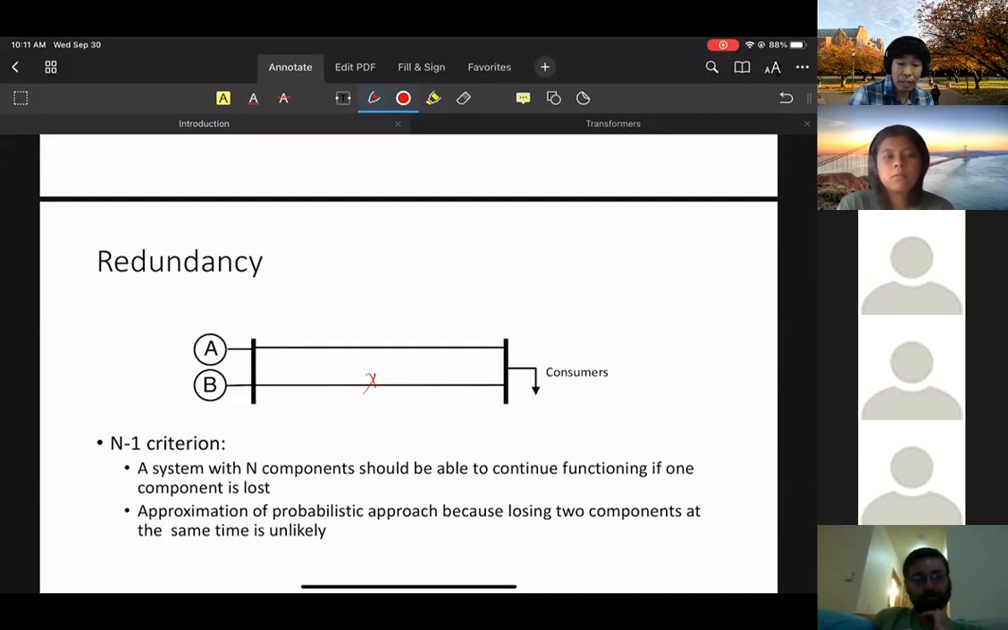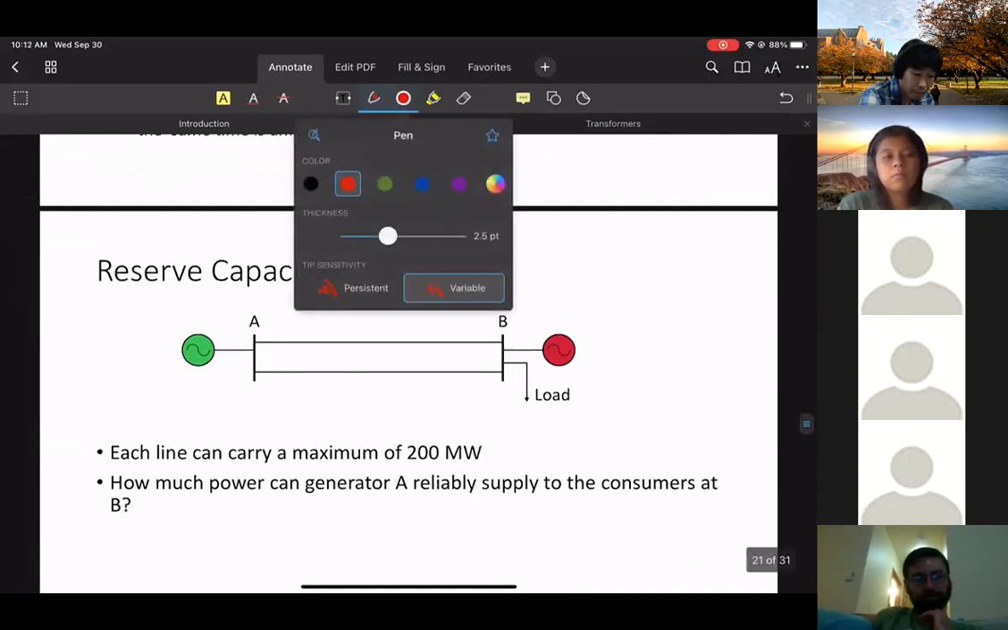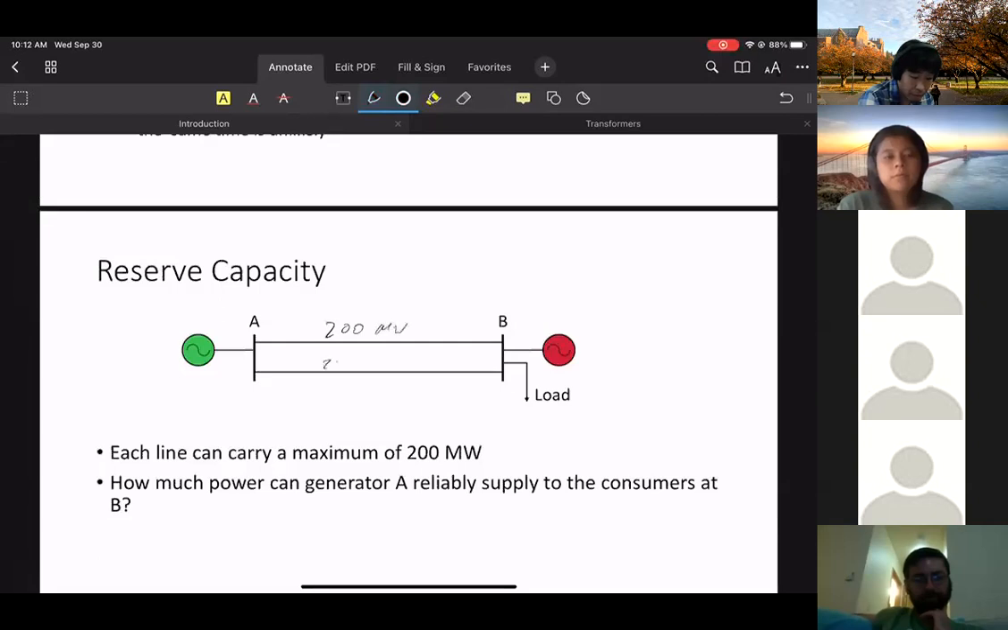So then there's a trade-off with this N-1 way of looking at things, because we can do an easy thought experiment. Let's say that each line is similar. They have a capacity of 200 megawatts. And assume that this generator is always on, so the generator doesn't fail, but the line may fail. Then what is the maximum power A can deliver to B if I insist on the N-1 contingency standard? 200 megawatts. So that's the most I can do, because I need to account for the possibility of line failure.